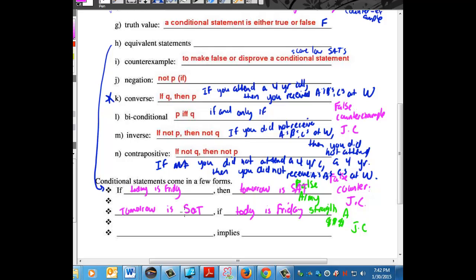Then I can also say that today is Friday implies tomorrow is Saturday. Now, after the word imply, let's think of imply. This is always going to mean then. So, today's Friday, then tomorrow is Saturday. So after the word imply will always come our conclusion.